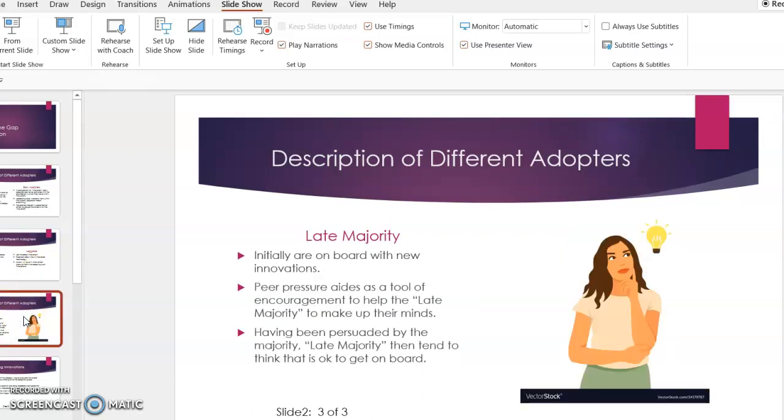And lastly, the late majority initially are on board with new innovations. Peer pressure aids as a tool of encouragement to help the late majority make up their minds, because they really don't know how to make up their own minds. Again, they kind of go with the flow, and whatever y'all do, yeah, we'll do it too. So having been persuaded by the majority, the late majority then tend to think it is okay to get on board. Okay?